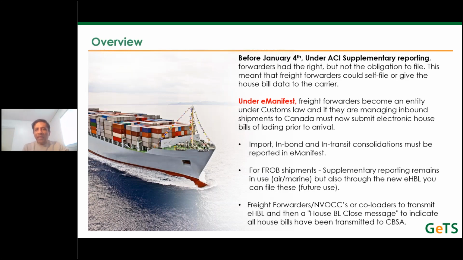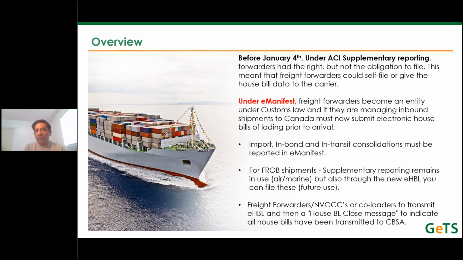I think you might be hearing from all of the carriers these days telling you that they will not be doing the electronic house bill filing for you, because of this reason. Before January 4th, under the ACI supplementary reporting, the forwarders could go back to the carriers and tell them to do the electronic filing with the Canadian customs. So only the carriers had to do it. Actually, forwarders had no obligation to do it.